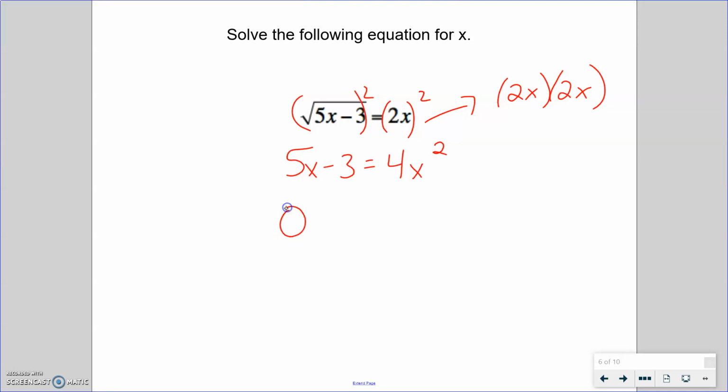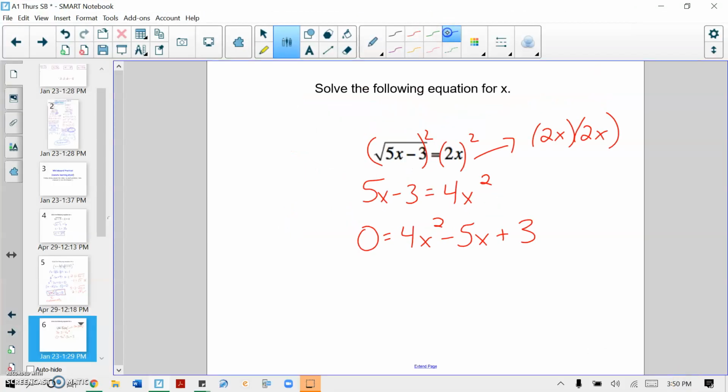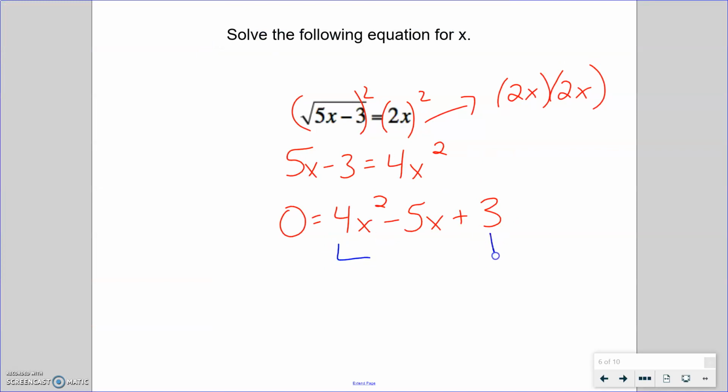All right, to make it a quadratic, I'm going to keep that 4x squared and subtract over the 5x and add over the 3. And if it is possible, I want to factor, so I'm going to use that AC table, right? So 4 times 3 is 12. Are there 2 numbers that multiply to give me 12 but add to give me 5? 1 and 12, 2 and 6, 3 and 4. Well, not really. Well, shoot, factoring didn't work.